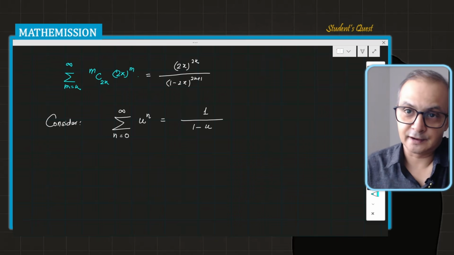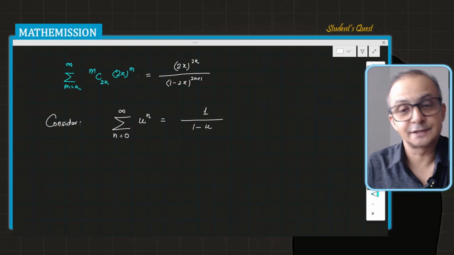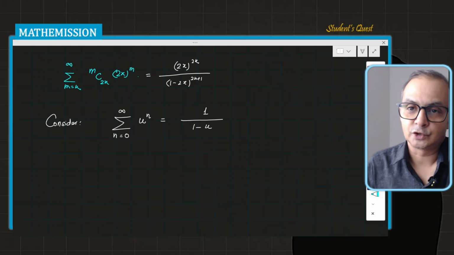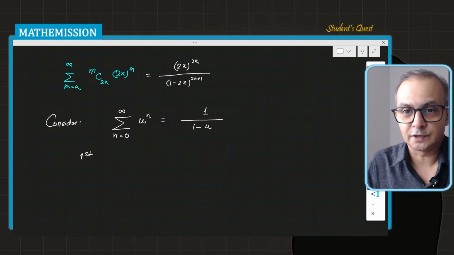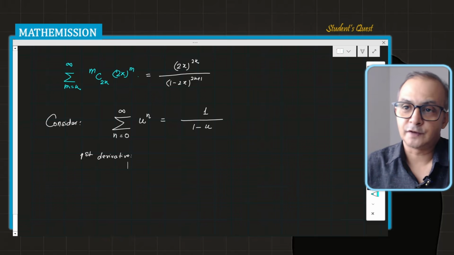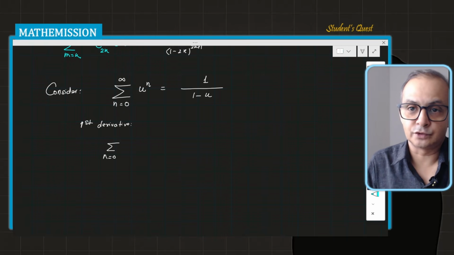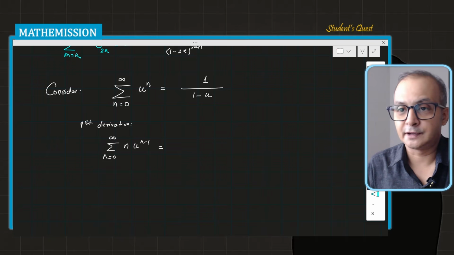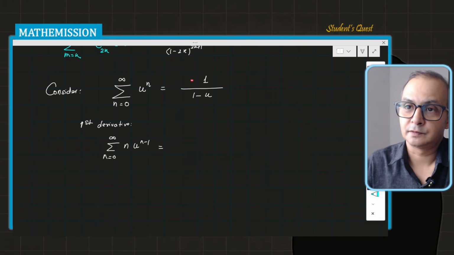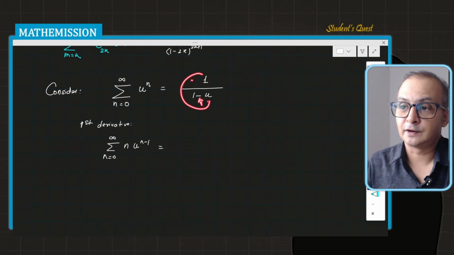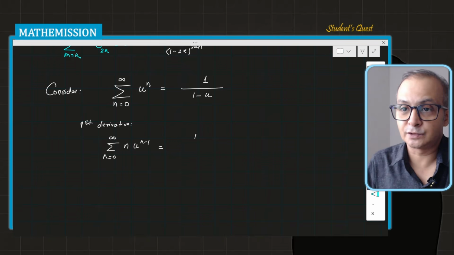Now let us start differentiating this. First I take the first derivative. If I do the first derivative, I get the summation n goes from 0 to infinity of n into u to the power n minus 1, and on the right I get a minus sign because of 1 by 1 minus u the whole square, but again there is a minus in there, so I get the plus back. It means that what I'm getting is 1 by 1 minus u the whole square.